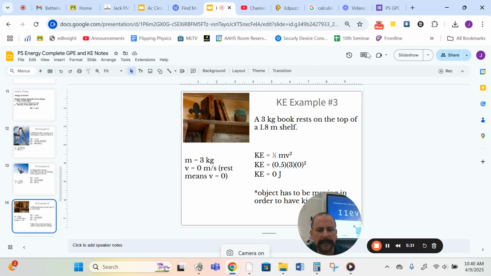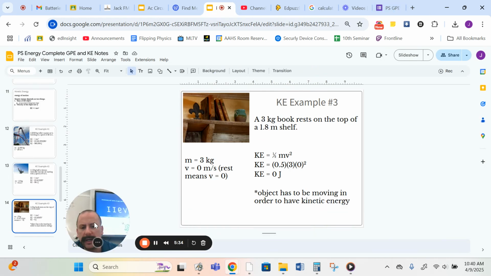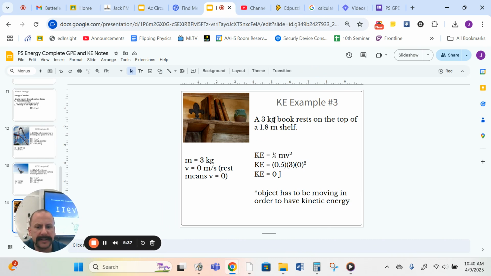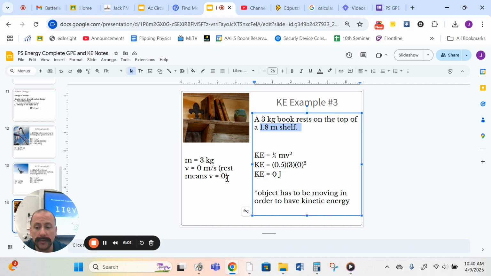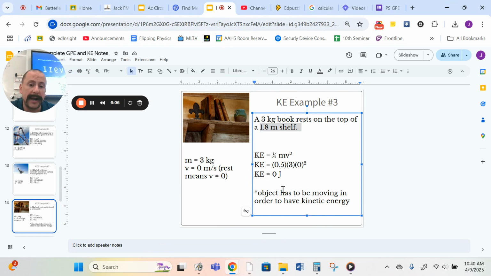Looking at example number 3, I have a 3 kilogram book, that's my mass, resting on top of a 1.8 meter shelf. Since it's resting on the shelf, that means it is not moving. The velocity is 0. So when I type 0 in for the velocity, I end up with 0 joules. This 1.8 meter shelf is a height, and it is not used in this particular problem. If I wanted the GPE, I would use it, but it's asking me for the kinetic energy.